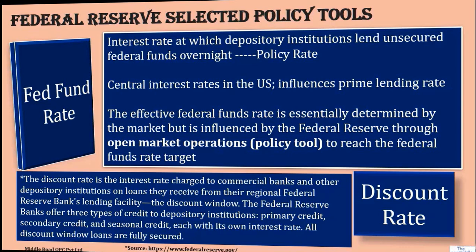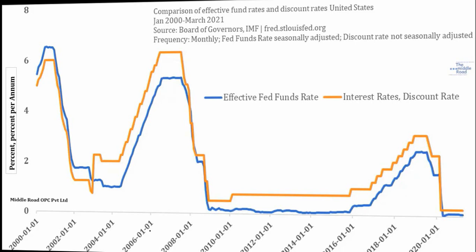Now, there are 3 types of this. You could look at primary credit, secondary credit, and seasonal credit. But let's look at how it moves. So the discount rate is very close to the effective Fed funds rate. Ultimately, there is a very small spread between the two. Basically, the discount rate usually tracks the Fed funds rate.